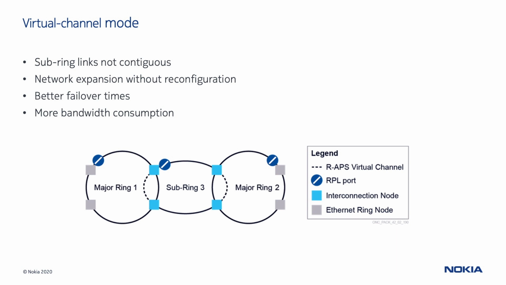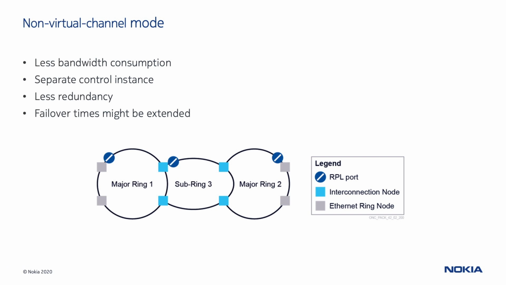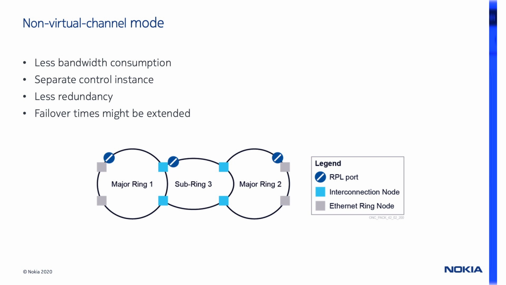Also, this option allows operators to interconnect multiple Ethernet rings without the need to reconfigure the major ring as a subring. Virtual channels can also improve failover times if the subring is large, as it provides two paths on the subring interconnected nodes to propagate the fault indication around the subring. In the non-VC mode, subring messages are terminated at the interconnected nodes, hence there is no need for additional bandwidth. This in turn also offers less redundancy. Failover times might be extended since the fault indication may need to traverse the entire subring.